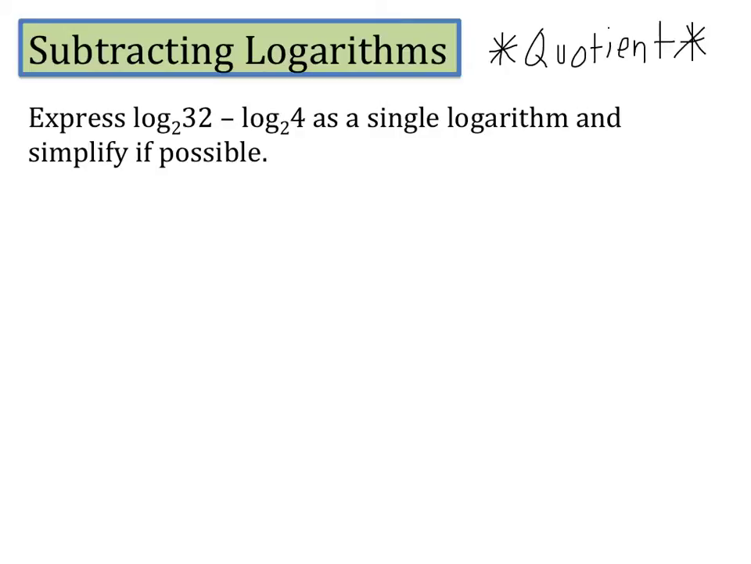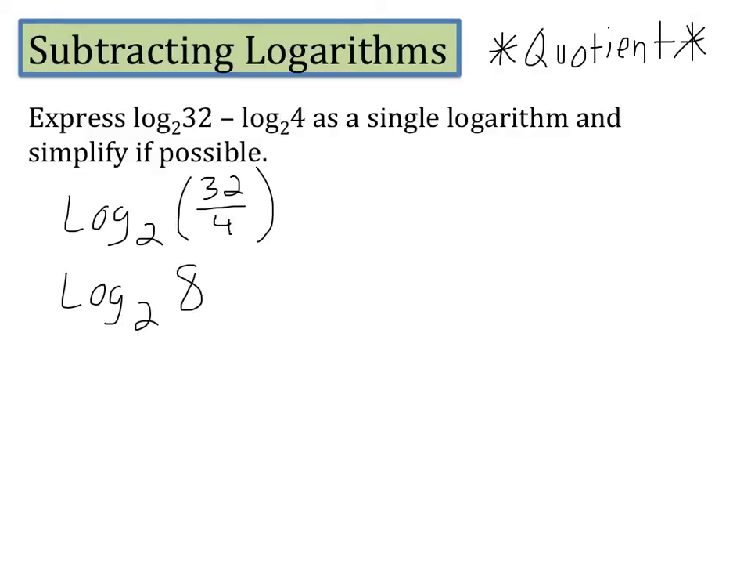Alright, so I have these two logs, they both have the base of 2, so I'm going to combine them. I'm going to say log base 2 of 32 over 4. Now I can do that math out easily in my head. 32 over 4 is 8. So this is a simpler logarithm to figure out.